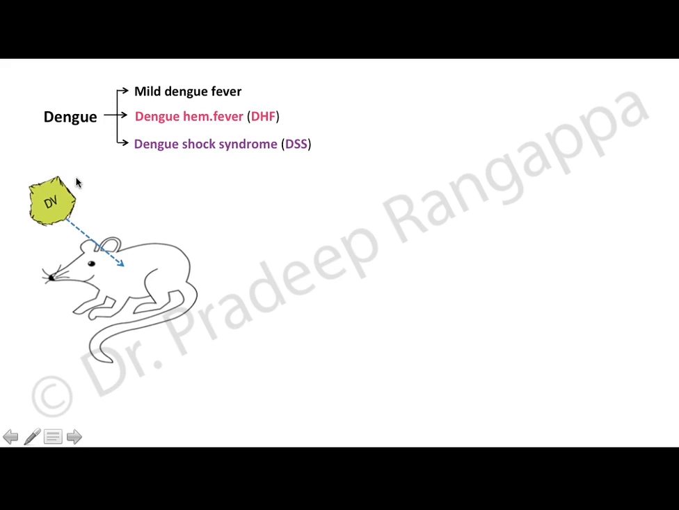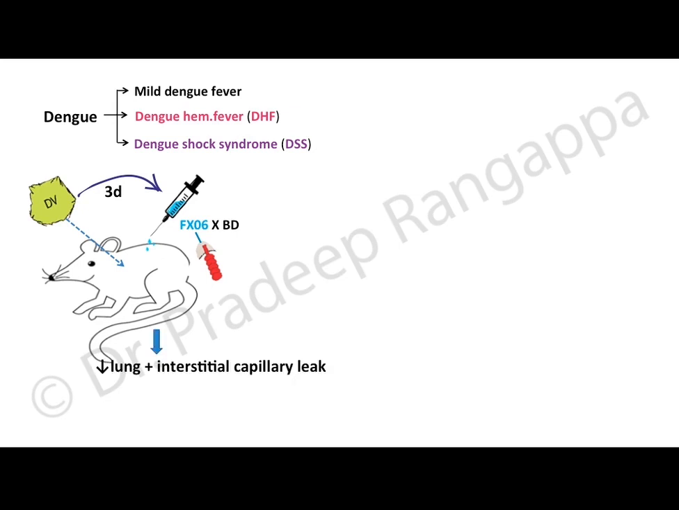They have done some experiments where rats were injected with dengue virus to see if there are any new modalities of treating dengue. After 3 days they gave this protein, a fibrin derived product, FX06, which was the code name, but it is a fibrin derived peptide. They gave it twice, and the mechanism of action is that it binds to vascular endothelial cadherin, which stabilizes the junctions between the endothelial cells. They found in experimental models that it reduced lung and interstitial capillary leak, and it showed improved survival.